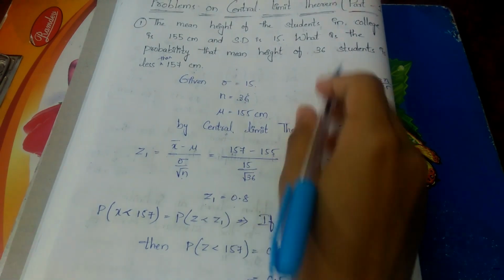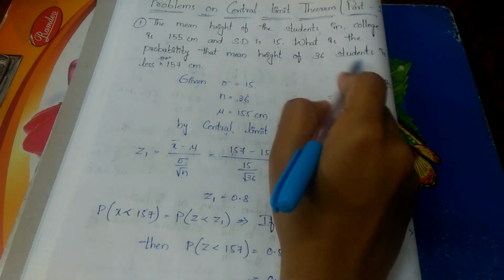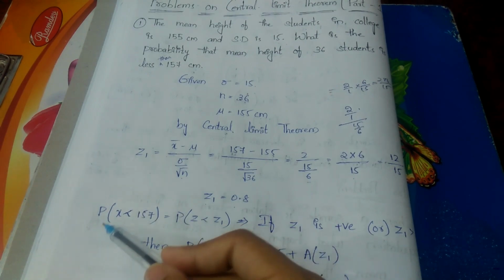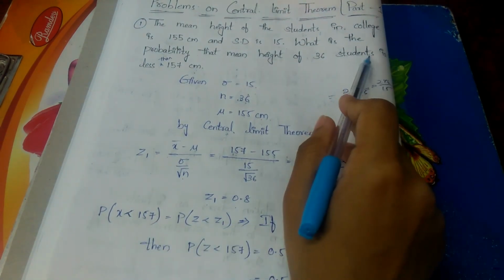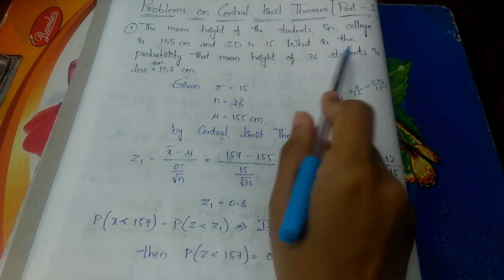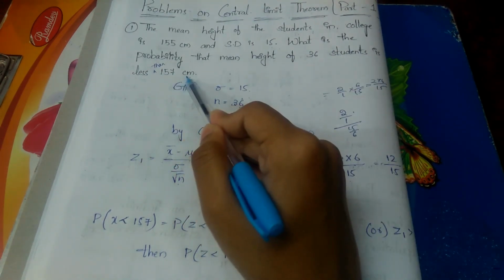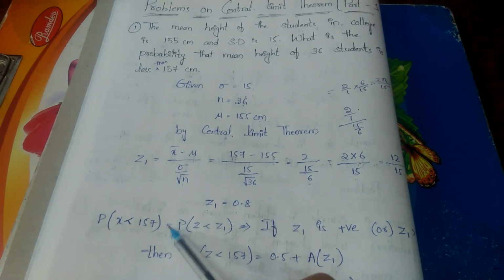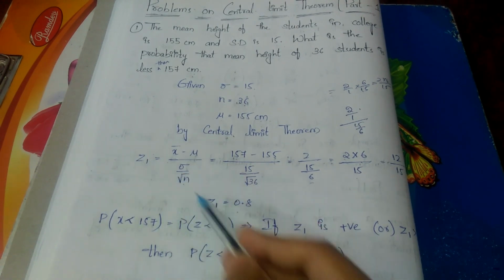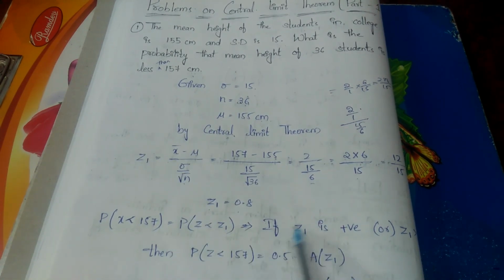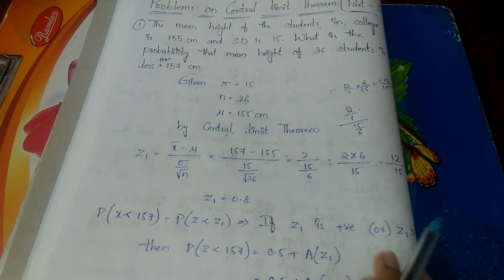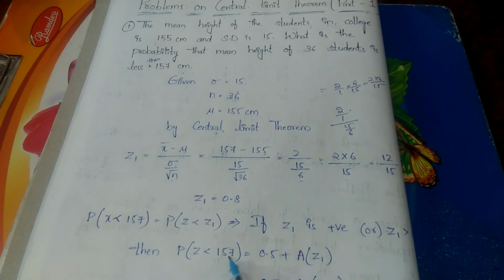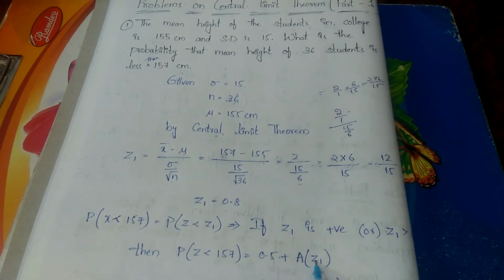Now we have to find the probability that the mean height of 36 students is less than 157 centimeter. So we write probability of x less than 157, which equals probability of z less than the z1 value. If z1 is greater than 0, that is positive, then probability of z less than z1 is equal to 0.5 plus area of z1.